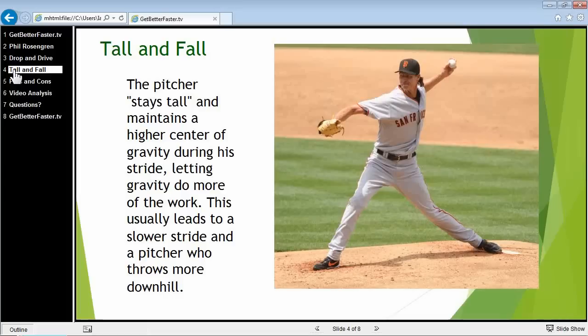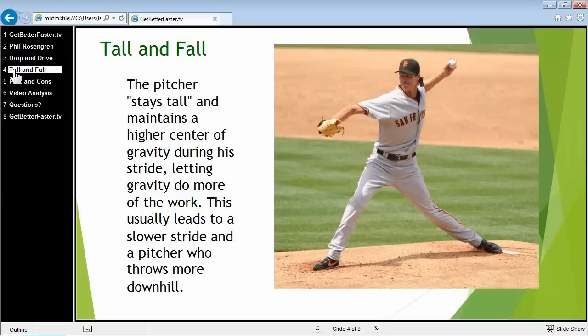This usually leads to a slower stride and the pitcher throws more downhill. Basically the pitcher's just getting tall and then getting some momentum towards home plate and letting his body just go down the mound, without letting the hips and the center of gravity drop and getting things moving powerfully with the back leg. It's more about just get tall, get your body moving towards home plate, let gravity do the work.